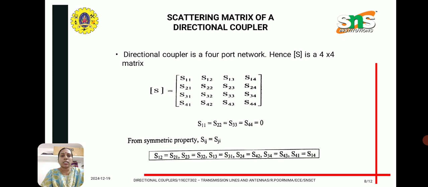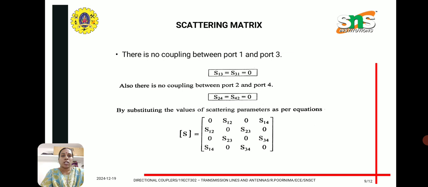Next we apply the symmetric property, Sij equal to Sji. For each and every term, the transpose of the matrix can be equated, and the symmetry property is written as S12 equal to S21, and similarly for the other parameters. Another property of a directional coupler is that there is no coupling between port 1 and port 3. So S13 and S31 are equal to 0.